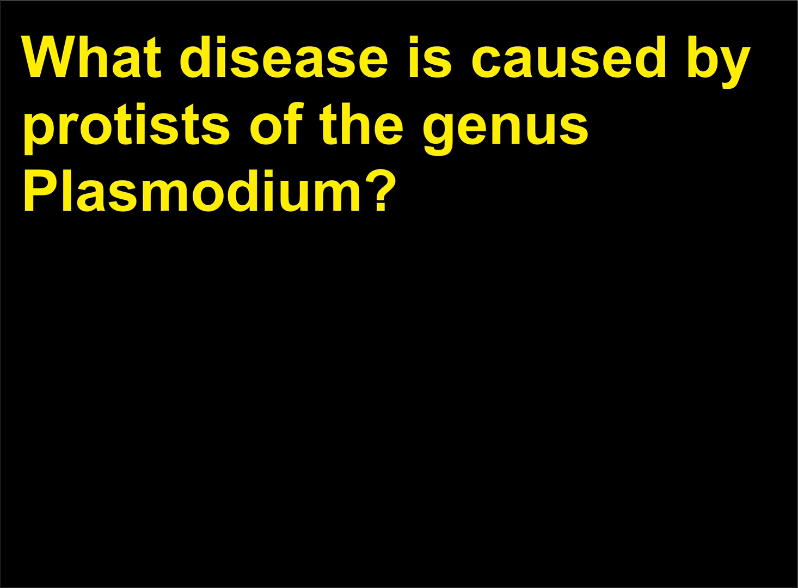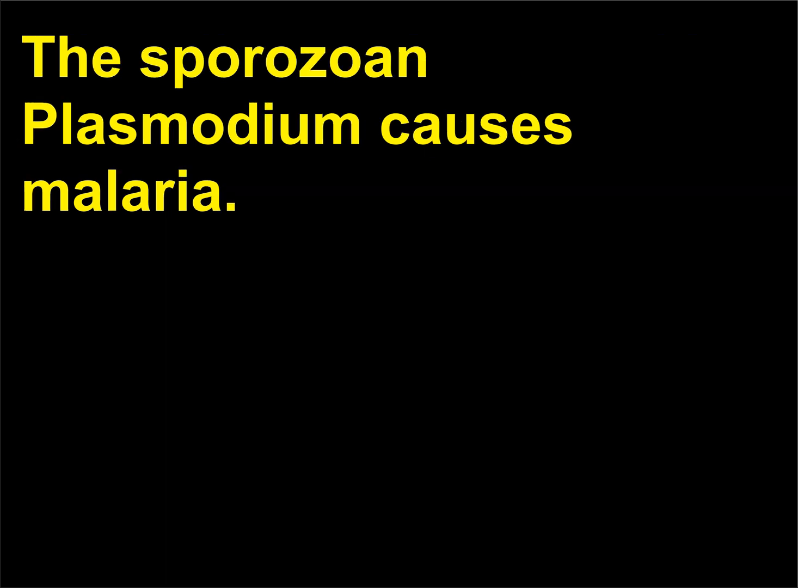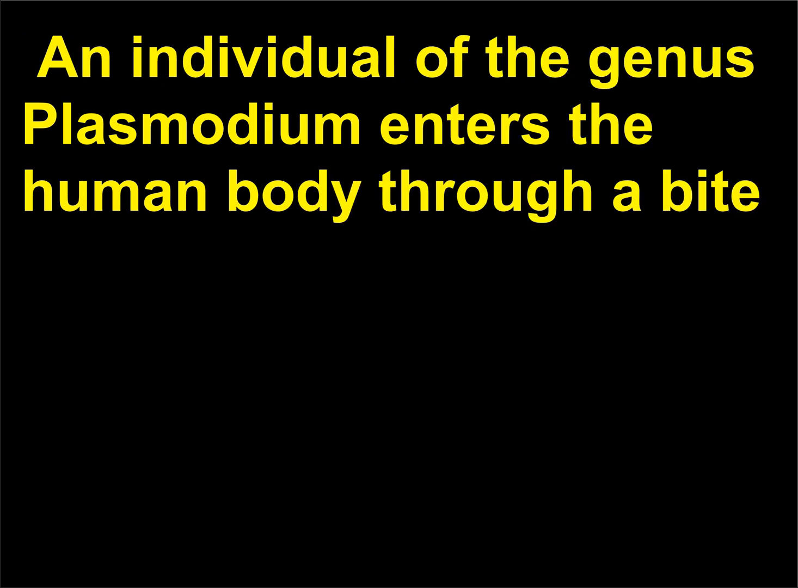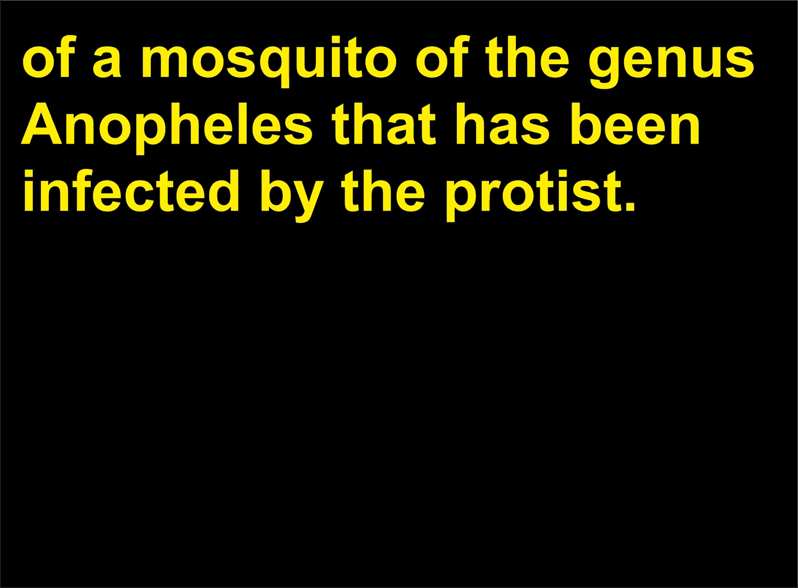What disease is caused by protists of the genus Plasmodium? The sporozoan Plasmodium causes malaria. An individual of the genus Plasmodium enters the human body through a bite of a mosquito of the genus Anopheles that has been infected by the protist.